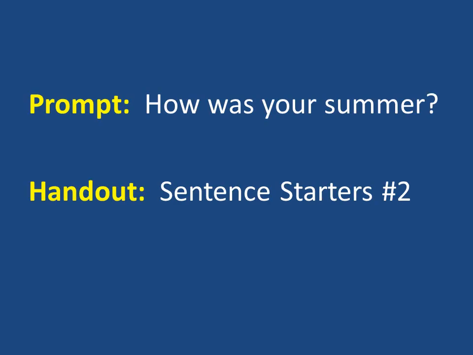So we're going to start with the basic prompt, how was your summer? We're going to use the sentence starters number 2 handout, and we're going to move much more quickly than we did in the last lesson. You might want to start with the list if you're more comfortable with that, so you can start with the list of things that you liked or didn't like about your summer, but I'm actually going to proceed without a list this time and go more quickly through the prompts so you can see how to respond using the handout.